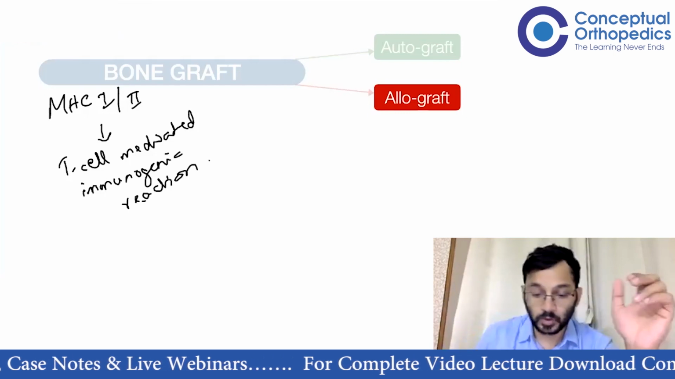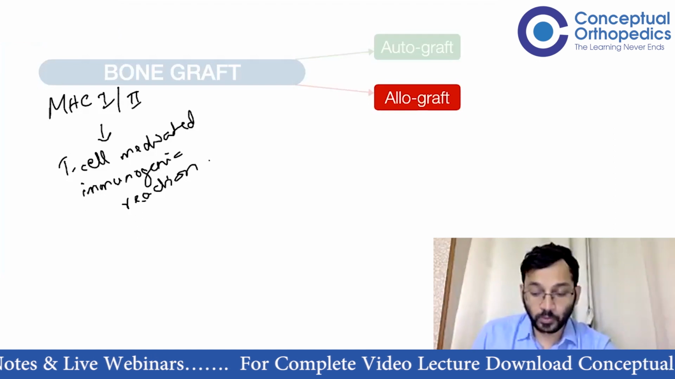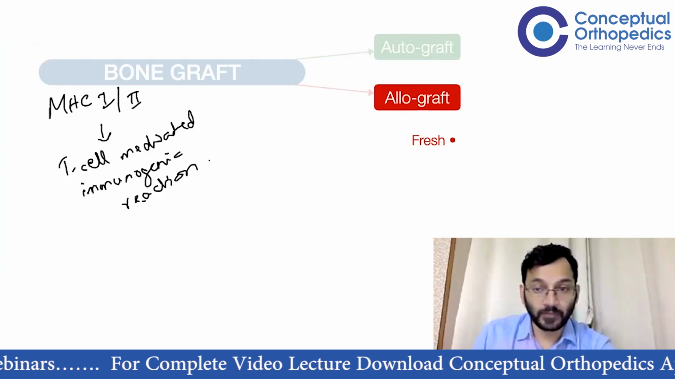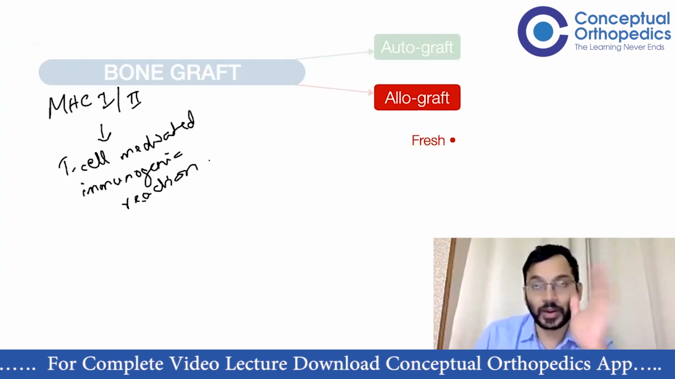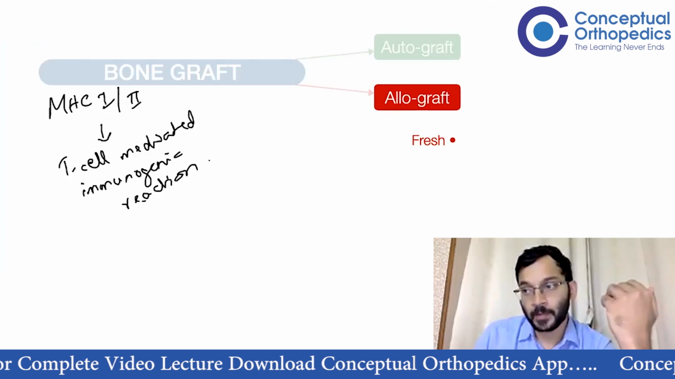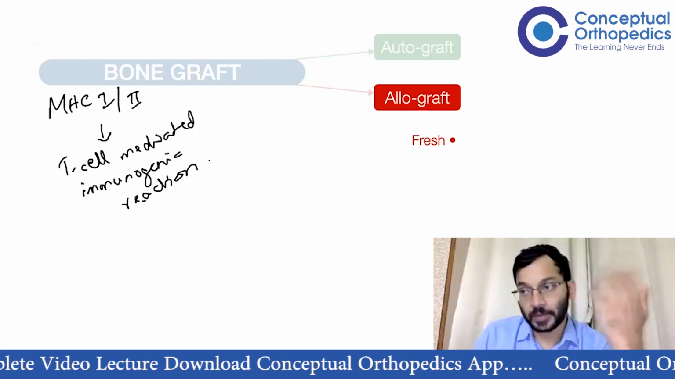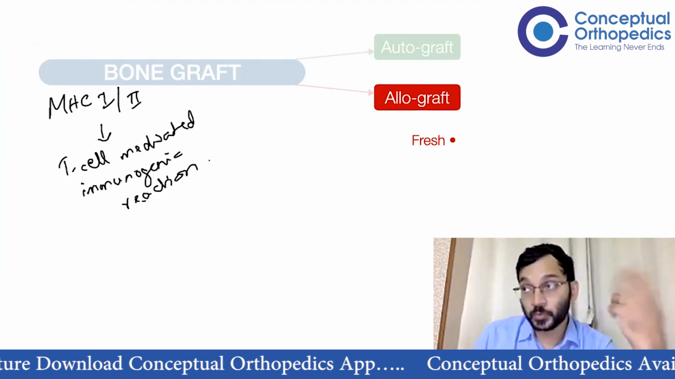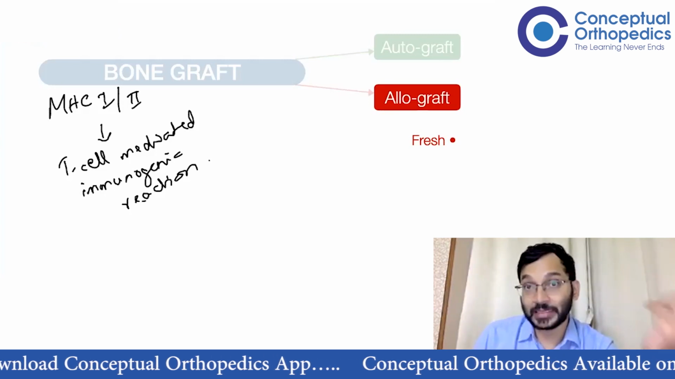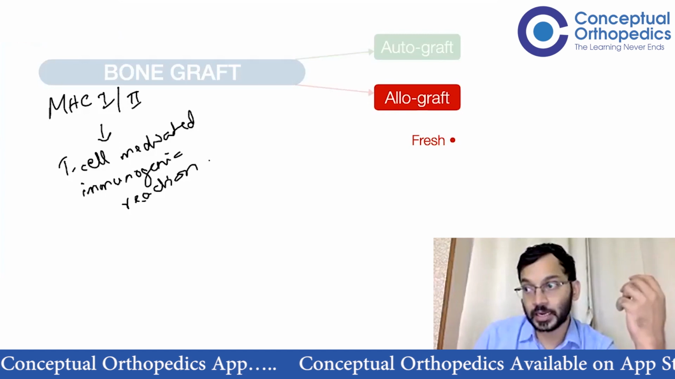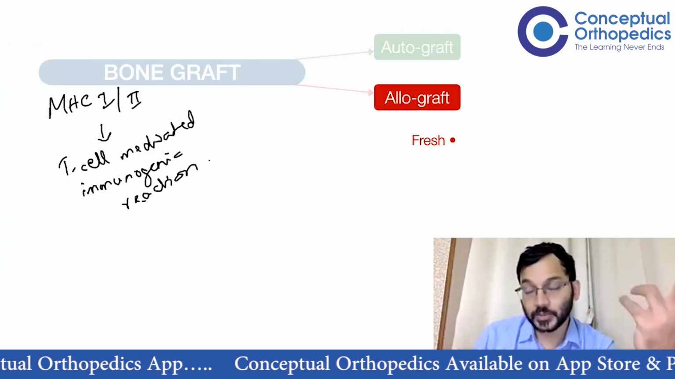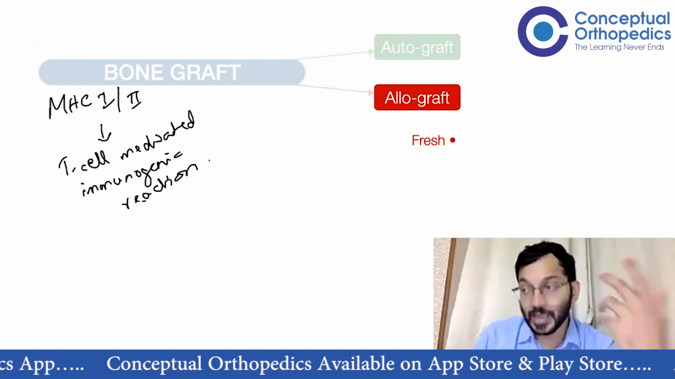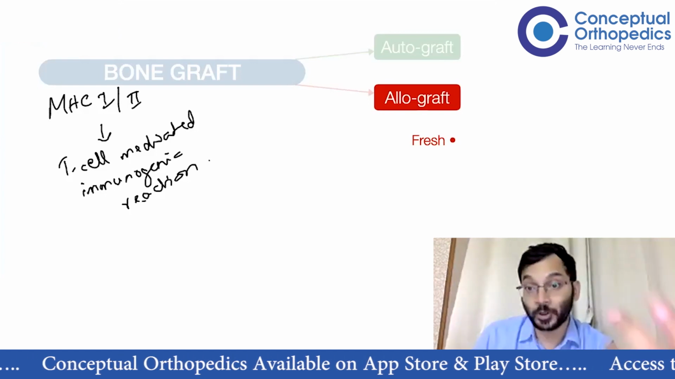Okay, so now to talk about allografts. There are different types of allografts. It could be a fresh allograft. A fresh allograft can be taken from, say, a brain dead individual. But what are the problems of a fresh allograft? It is very difficult to prevent disease transmission, because the chances of disease transmission, especially hepatitis B, hepatitis C, HIV, are quite high. And the immunogenic potential is also very, very high.